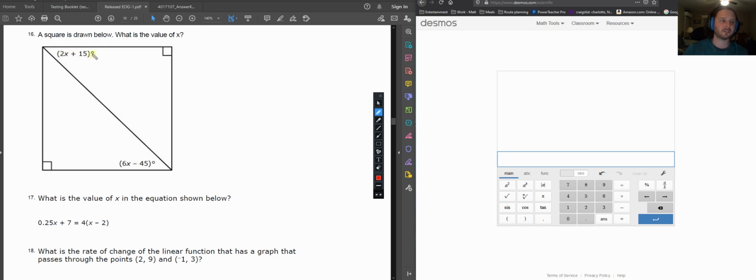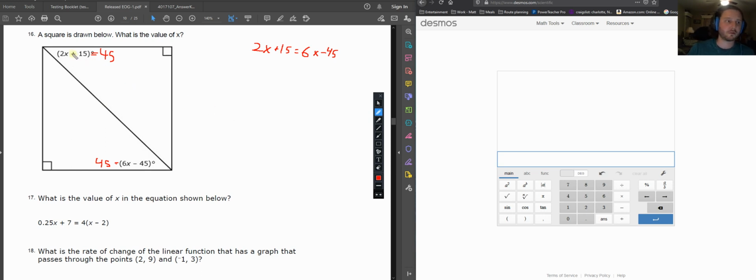We could set this equation equal to not 90, but equal to 45 degrees and solve, or we could set this angle equal to 45 degrees and then solve. Or if you really wanted to, you could set these two equal to each other, as in 2x plus 15 equals 6x minus 45. You could do this any one of those three ways and you will get the same answer.